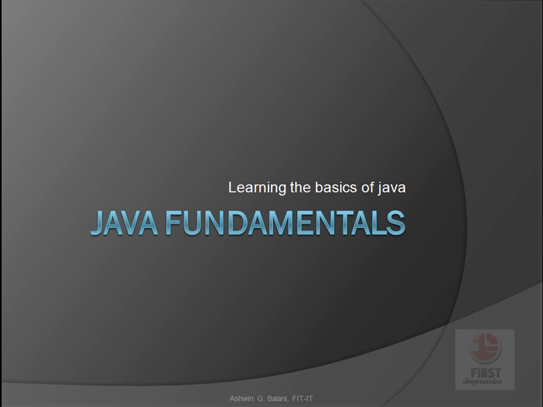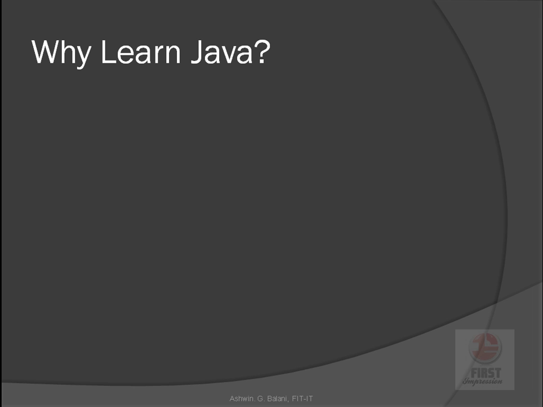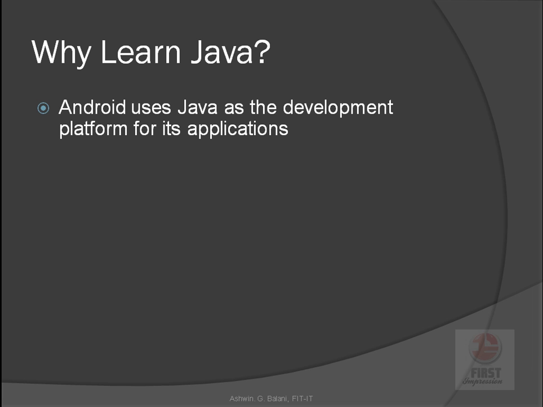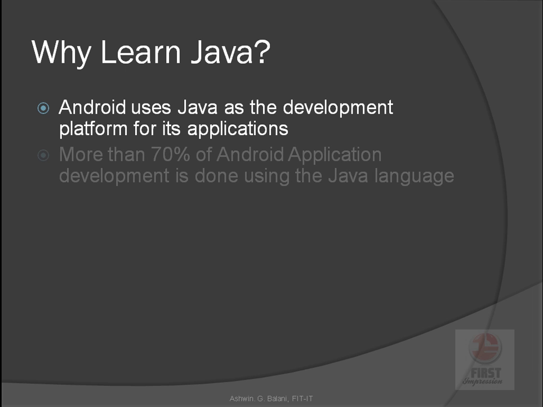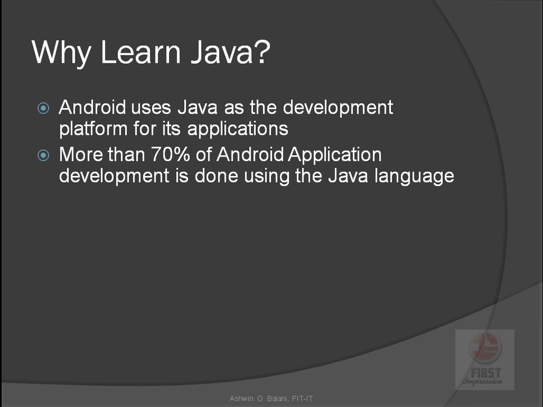Before starting with Android, we'll be learning the fundamentals of Java. First of all, let's understand why we should learn Java. Android uses Java as its development platform for all its applications. More than 70% of all Android development is done using the Java language. There are other programming languages which are also used for development of Android applications, but most of the application development is done using the Java language only.